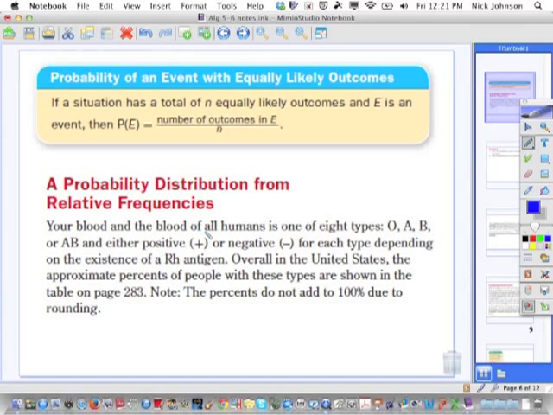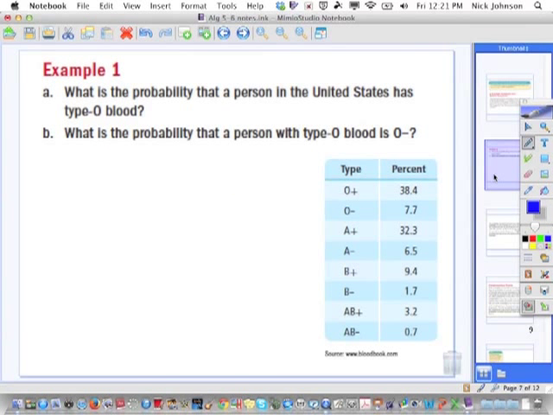Your blood and the blood of all humans is one of these 8 types: O, A, B, or AB, and either positive or negative. So there's O positive, O negative, A positive, A negative, and so on, depending on the existence of this antigen. Overall, in the United States, the approximate percents of people with these types are shown in the table on page 283. Note that the percents do not add to 100% due to rounding. So example 1, here's my percentage and so forth.